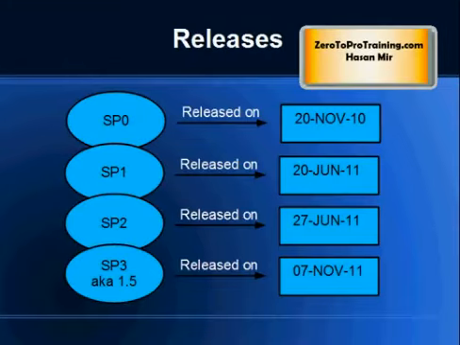Here's a quick history. The Service Pack 0 was released on 20th November 2010. Service Pack 1 was released on 20th June 2011. Service Pack 2 was released on 27th June 2011. And then we had Service Pack 3, also known as 1.5, released on 7th November 2011.